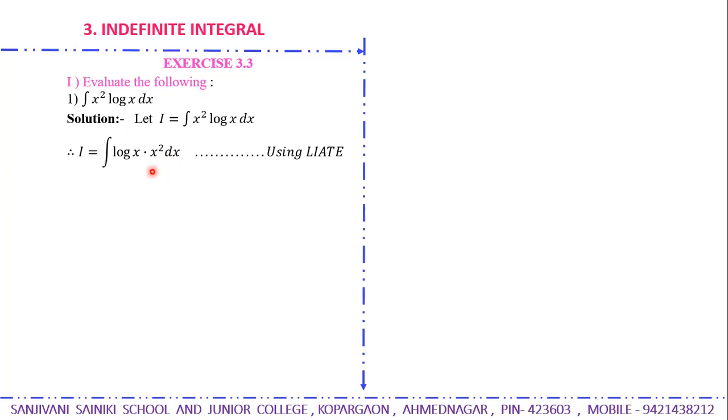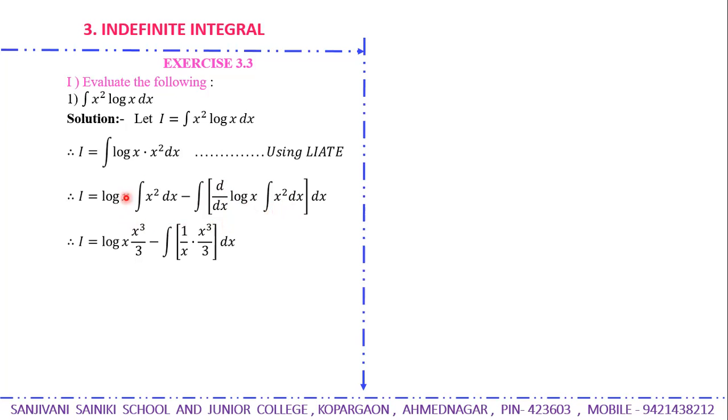So what is the by parts? Keep the first function as it is, integration of the second function, minus integration in bracket derivative of the first function into integration of the second function. So integration of x square is x cube upon 3, minus, in bracket, d by dx of log x is 1 upon x, into integration of x square, which is x cube upon 3, dx.